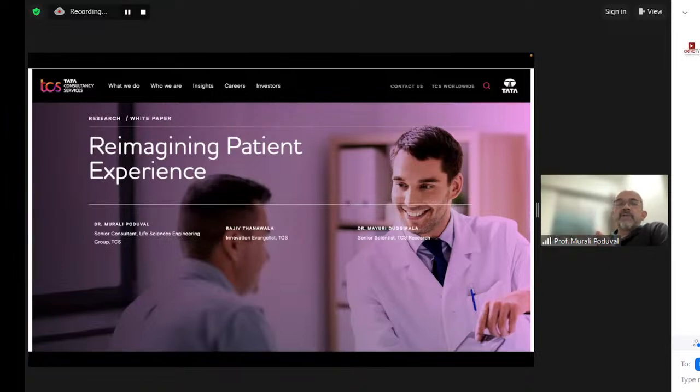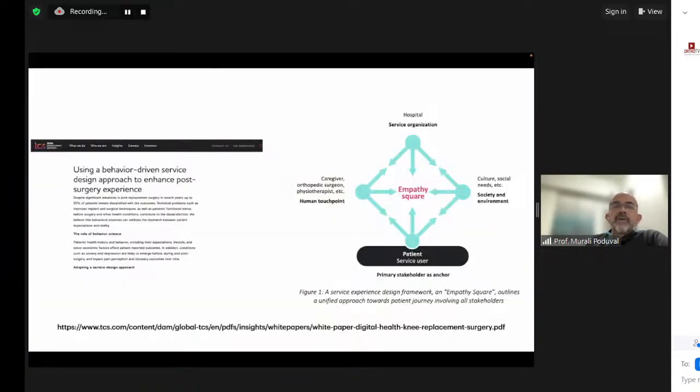So within my company, we have been reimagining patient experience from the point of view of the patient, and making things easier for recovery following joint replacement. You can find this paper within the tcs.com website. If you simply type down this name and type tcs.com, you will get this white paper. We used a service design approach, a design thinking approach. We used an empathy map. We used the caretakers, the patients, the hospitals. Everybody comes within the ambit of a service provider, whereas the patient is a service user.